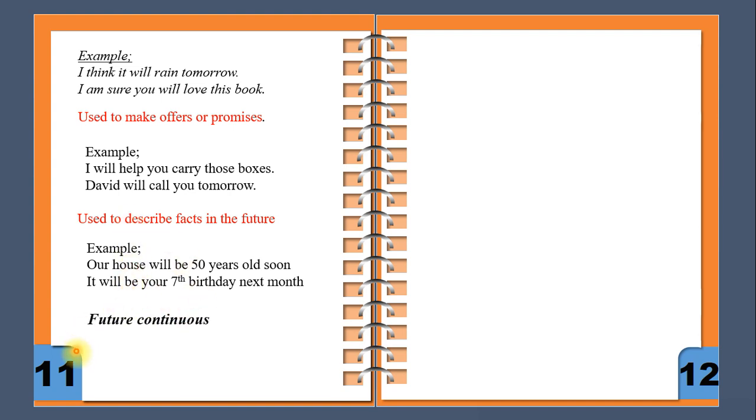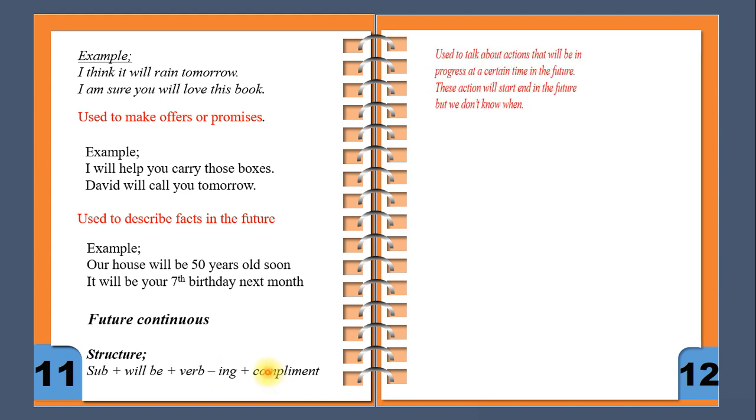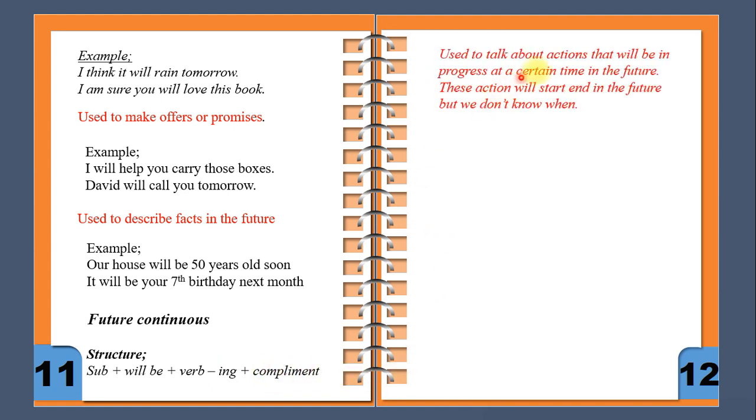And the other tense is the future continuous. The structure is subject plus will be plus verb-ing plus the complement. It is used to talk about actions that will be in progress at a certain time in the future. Those actions will start in the future, but we don't know when they will end.